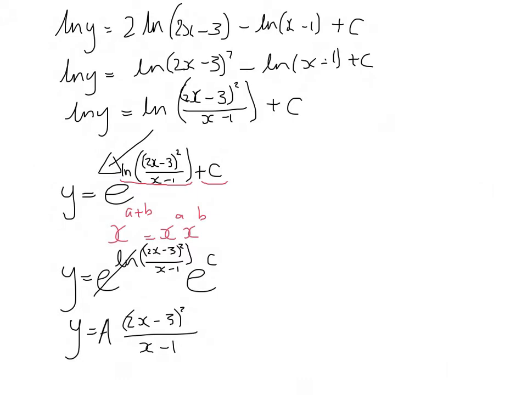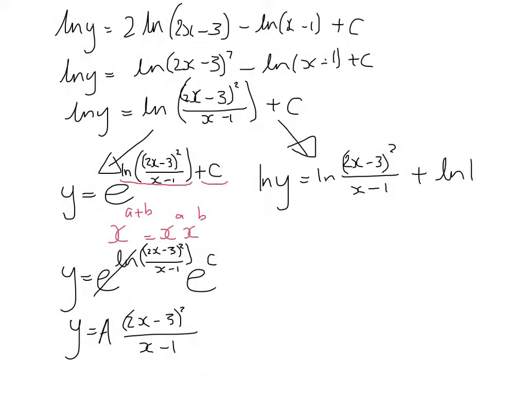e to the c is just a number, so we normally call it a. Now the other thing that we can do, which is quite clever, is that we can leave it as ln y for a minute, equals ln of (2x minus 3) squared over (x minus 1), and instead of plus c I'm going to put plus ln k. In the same way that down here, instead of e to the c, I wrote a, because a is just a number and e to the c is just a number. c is just a number, so I could write it as ln of k, where k is a different number from c, but this is still just a number.